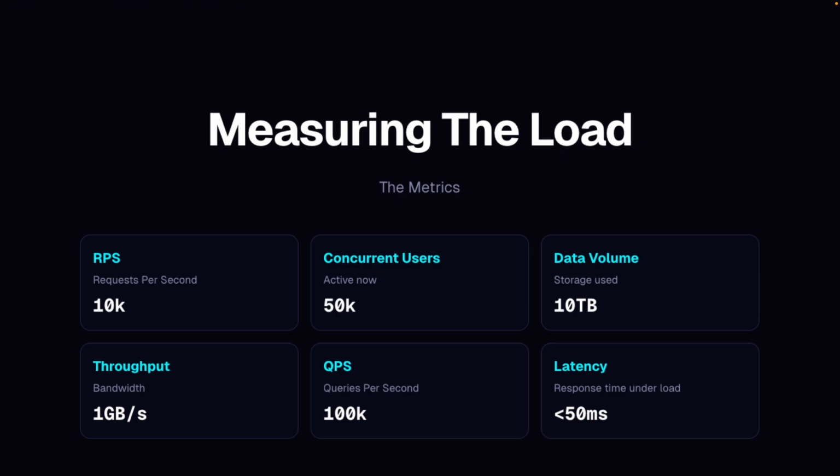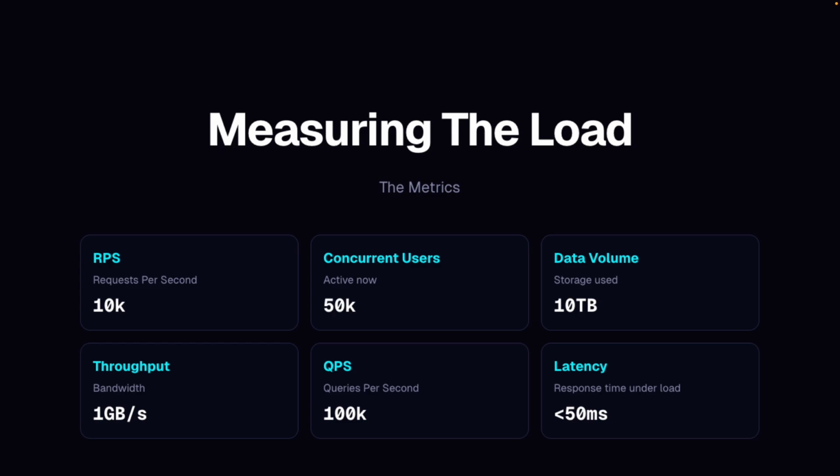Number 4 will be throughput, the pipe size. How many gigabytes of data are flowing through your cables per second? Next is queries per second, the brain power. How hard is your database working to find answers? And finally, the last one is latency. It is called the reflex. When traffic doubles, does your speed stay the same? If latency goes up when traffic goes up, you are not scalable. So we have the metrics. The alarm is ringing. How do we fix it?